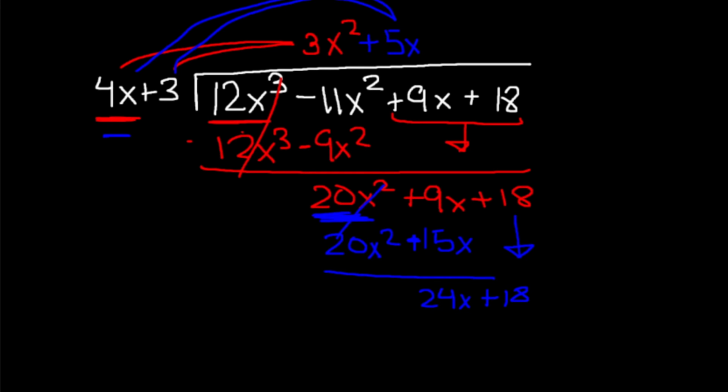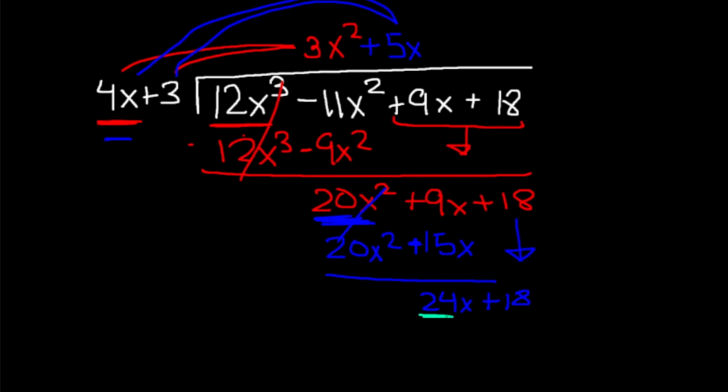And now let's switch colors. Alright, so now we're going to look at the leading term of 24x, and you're going to ask yourself how many times does 4x go into it. 24x divided by 4x, the x terms cancel out, and 24 divided by 4 is going to give you 6. Alright, so now we found the constant term in our quotient. So now we have positive 6.